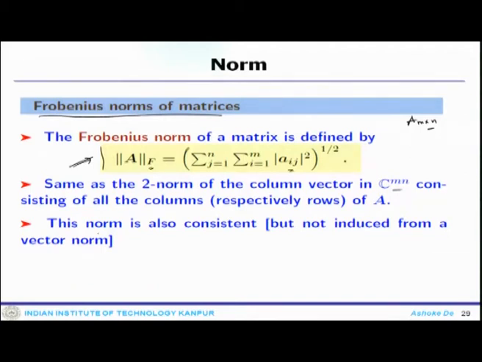The property is that it is also consistent, but it is not induced from a vector norm. So, in the other case it was the other way around. In this case you can note that this is not induced from a vector norm.